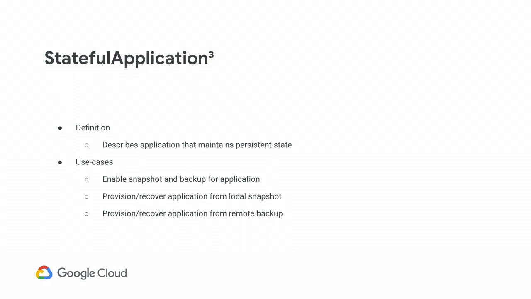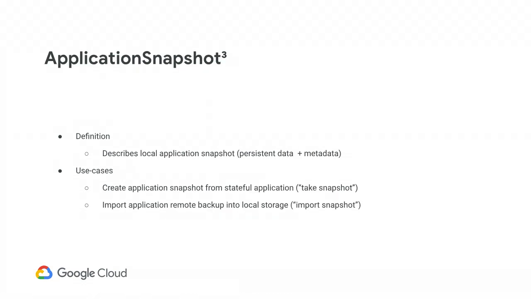Or you can create a stateful application and refer to an existing snapshot or backup in order for the controller to actually provision an application based on the snapshot or backup. The next one is application snapshot, which represents the application state stored in the local storage. And when we say state, it means both persistent data plus metadata. This CRD can be used in two cases.